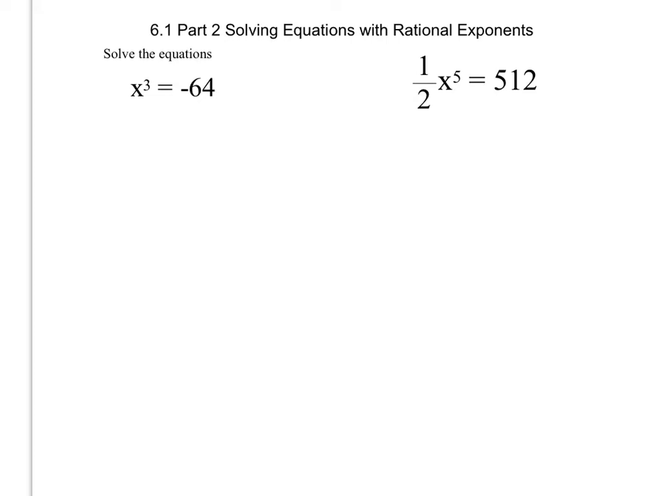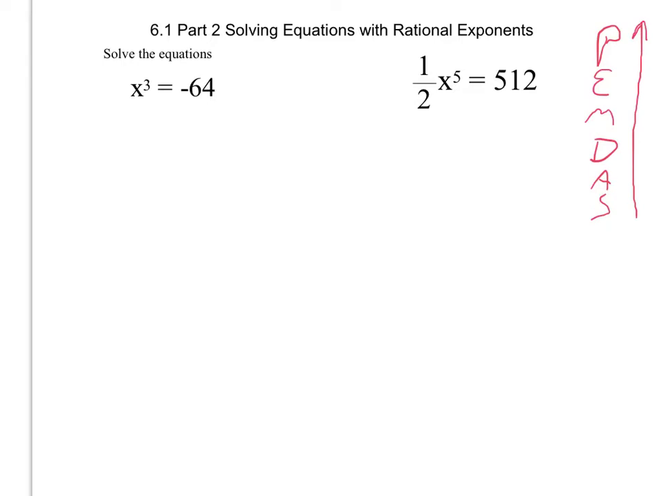Hi folks, today we're going to start solving equations with rational exponents, and I guess the best way to think about doing this is just to work backwards through your order of operations. So I want to get x alone, that's the ultimate goal. Working backwards through the order of operations is going to help solve that. So I just want to go this direction.